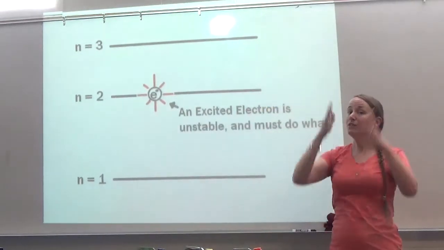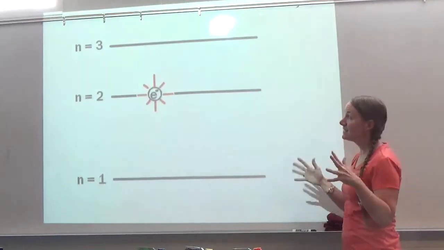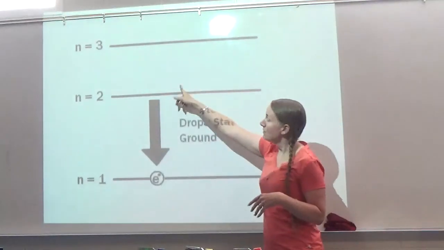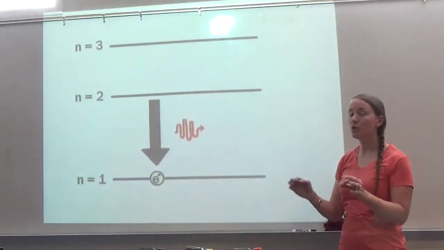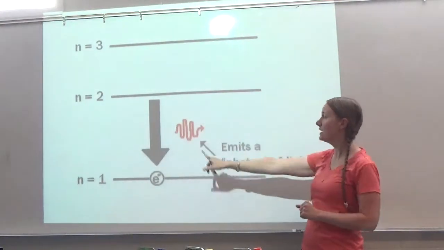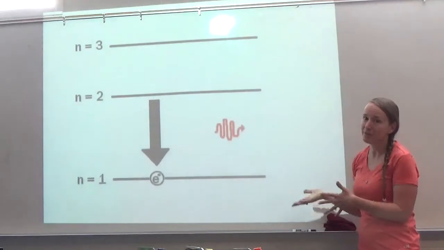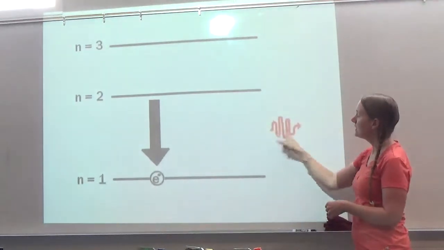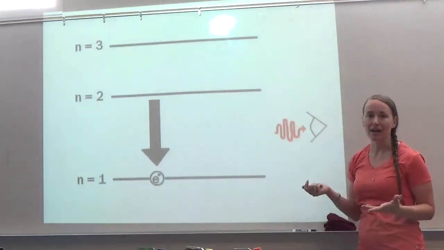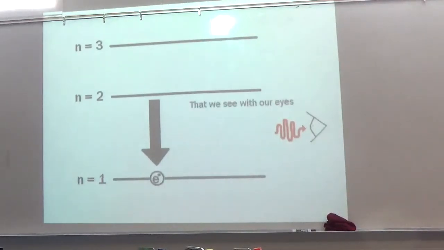But what goes up must come down. Excited is not a stable place to be. So eventually it has to fall, but in order to fall, it has to release energy. And that energy is in the form of visible light. Some of it is, some of it we can't see. And then that visible light can hit you in the eye. So that's what's happening there.